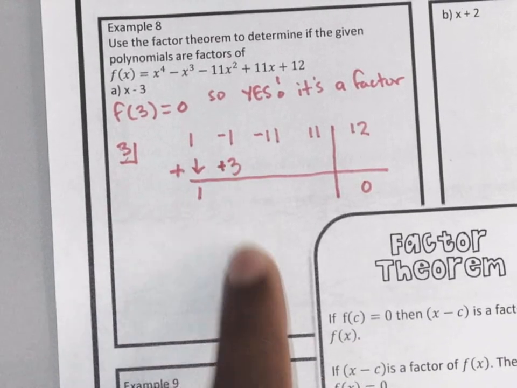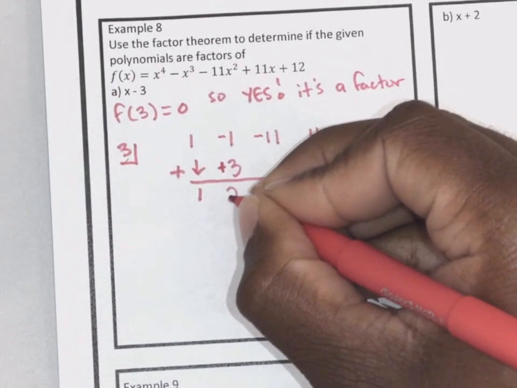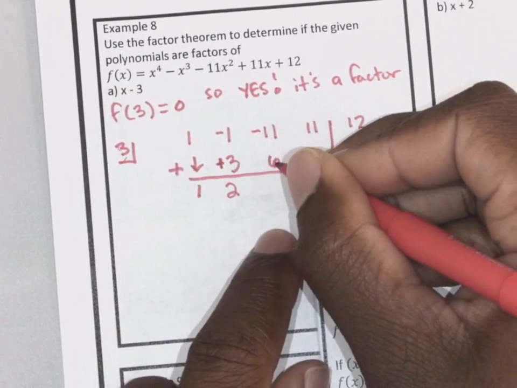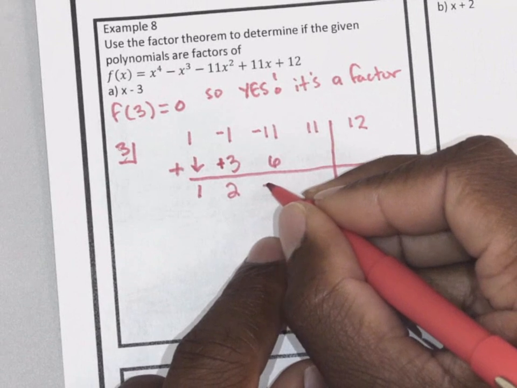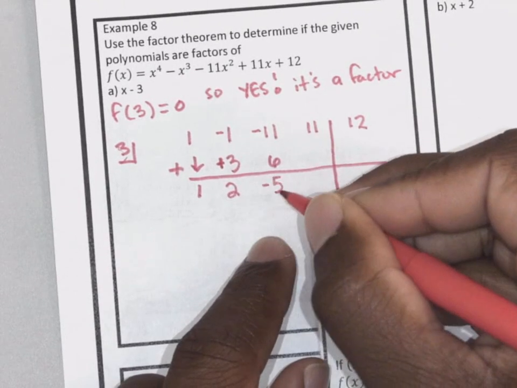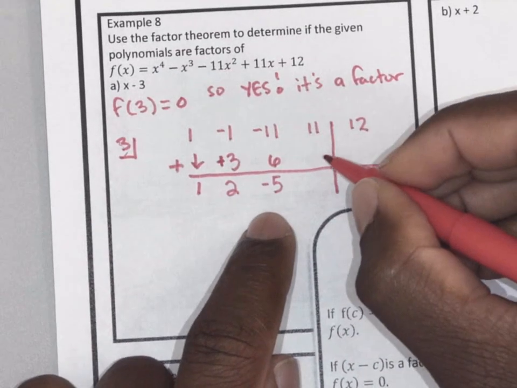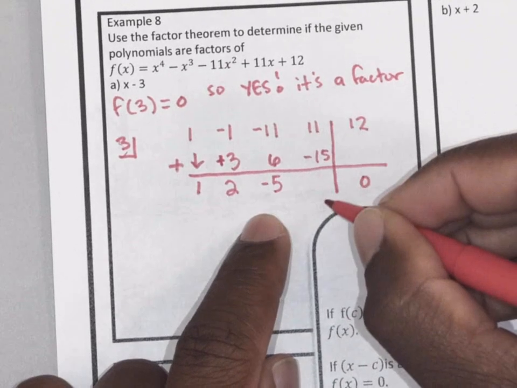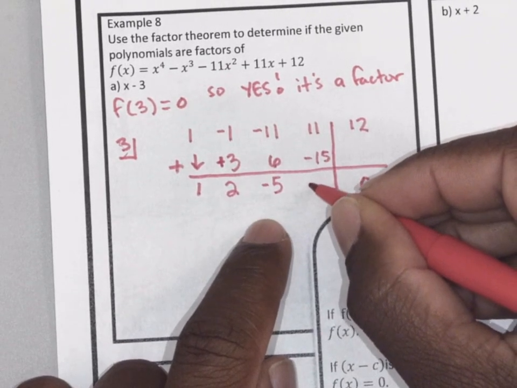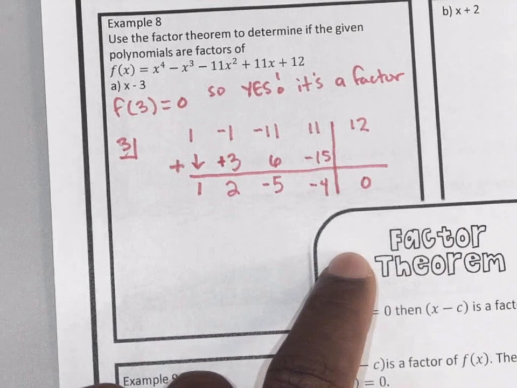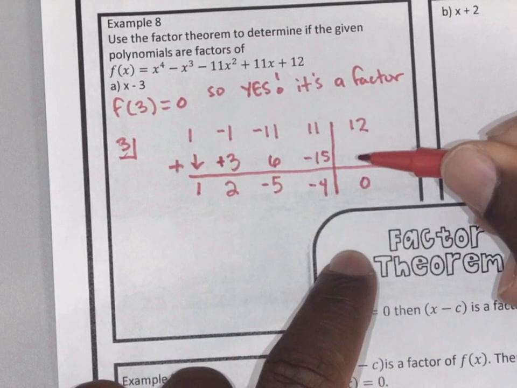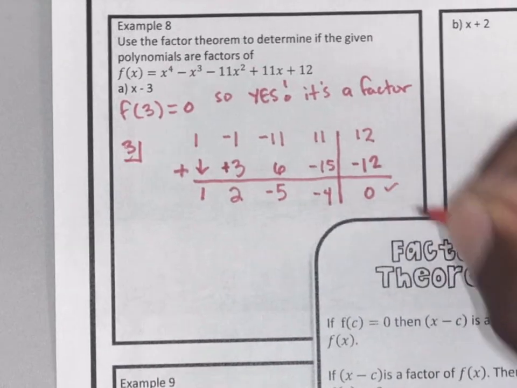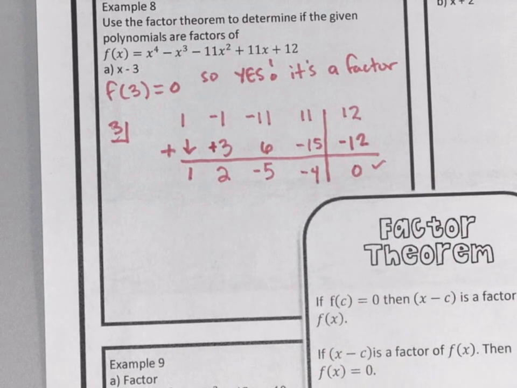What's the result when I add? 2. 2 times 3. Negative 11 plus 6 is negative 5. What's the next number? Negative 15. I add them together: negative 4. Then what's the last number here? Negative 12. 12 plus negative 12 comes out to equal 0. Sure enough, these are factors.